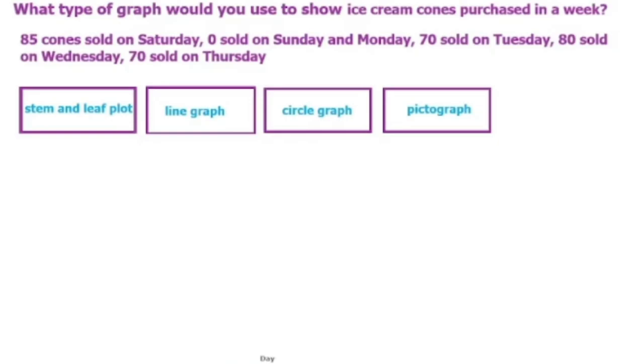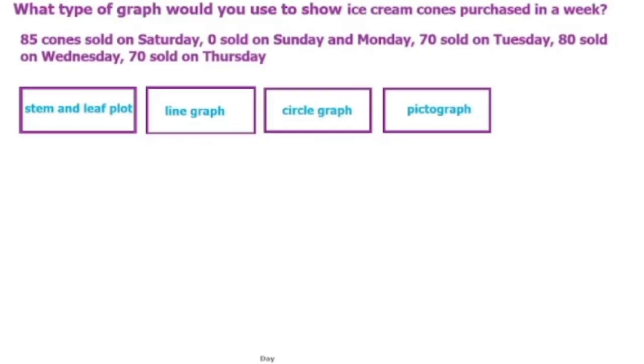In this video, we're going to decide what best graph to use for this problem. So if we have a problem like this that says, what type of graph would you use to show ice cream cones purchased in a week? 85 cones were sold on Saturday, 0 were sold on Sunday and Monday, 70 were sold on Tuesday, 80 were sold on Wednesday, 70 were sold on Thursday. So would you use a stem and leaf plot, a line graph, a circle graph, or a pictograph?